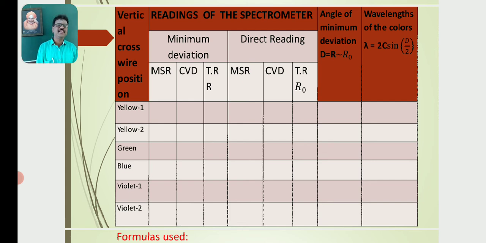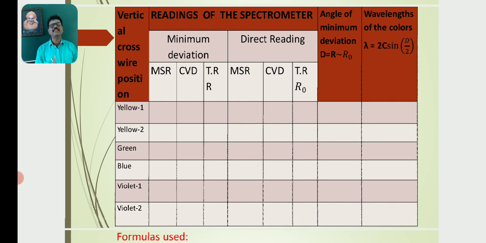Then finally, the last column, just look there, the wavelength of the colors. We know the wavelength of the colors, lambda, is equal to 2c sine of d by 2, where n is equal to 1 because of the first order spectrum. Then the value of C can be calculated, and that value is substituted here. Then sine of d by 2.